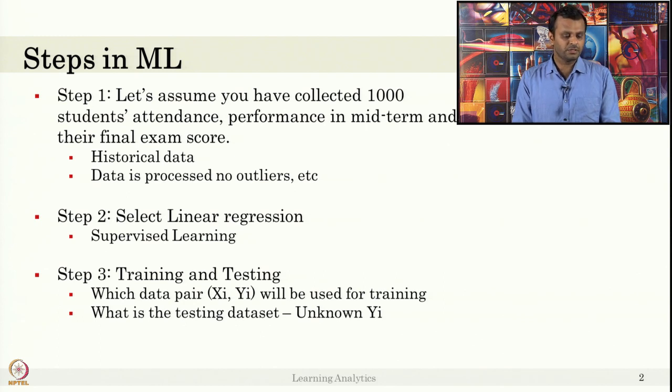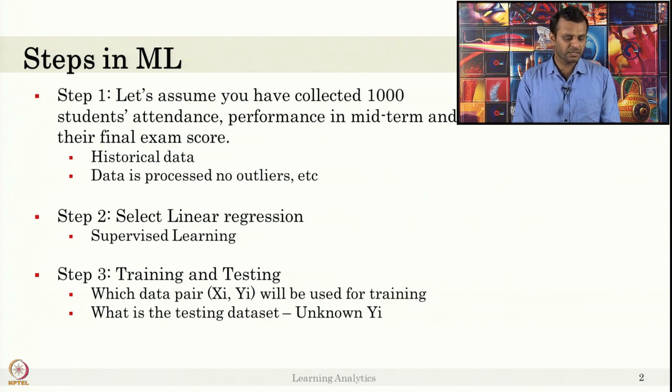You check the data and pre-process it, there are no outliers, no errors, everything is checked. So, you have data of 1000 students with two input variables, that is attendance and midterm performance, and the Y is the final exam score. We want to create a model to predict the student's final exam score.